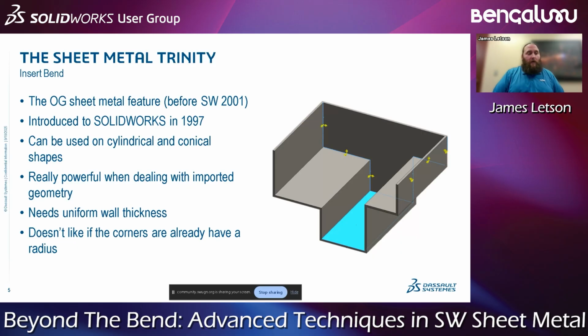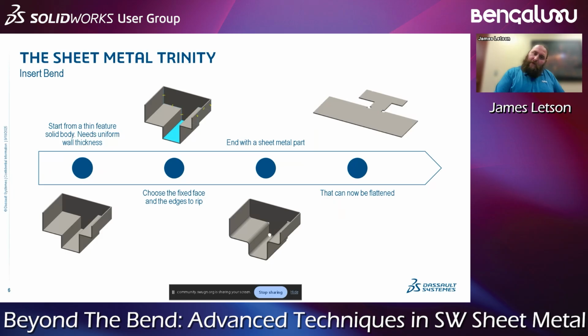to SolidWorks. Some cool things about insert bend is it can be used for cylindrical and conical shapes. And it is really powerful when dealing with imported geometry, which we will get to in our geometry gone rogue portion of this presentation. And then some drawbacks for insert bend is it does need uniform wall thickness, and it doesn't particularly like it if you have radius in your part already. Sharp corners work best with it.